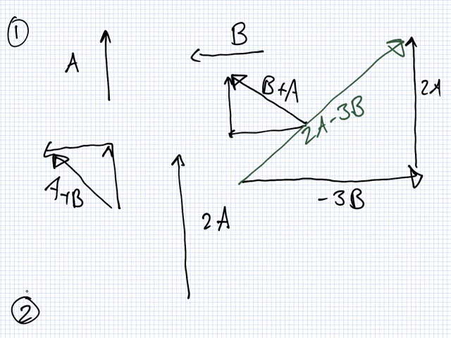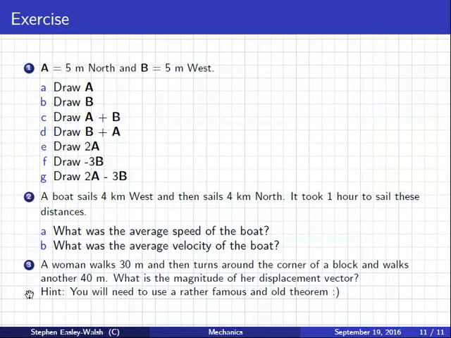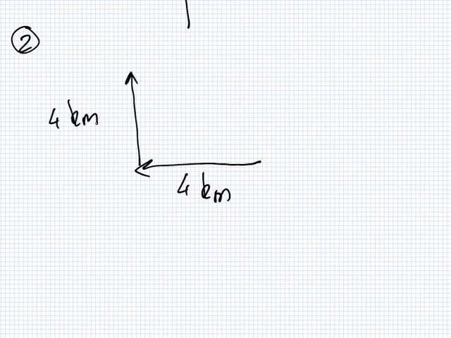Number 2. What do I tell you? A boat sails 4 west and 4 north, and it took an hour. So in number 2, a boat sails 4 kilometers to the west, and then 4 kilometers to the north. That's the same as the last question with the 4 and the 4. So this length here is 5.65 kilometers, and we can use that.